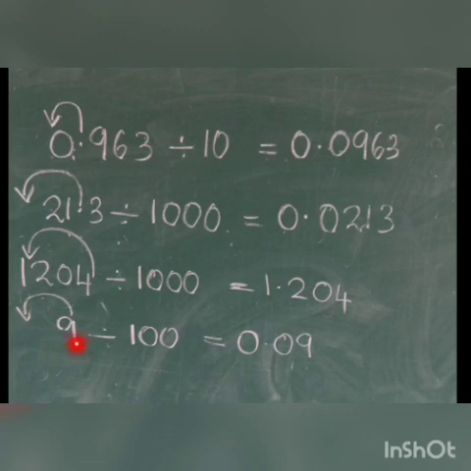Next, 9 divided by 100. Here also the decimal point is not given. So imagine that the decimal point is over here. How many zeros are there in 100? 2 zeros. But here we have only 1 position. So in order to make 2 positions, add 1 zero here. So what is the answer? 0.09. So when dividing by 10, 100 and 1000, the decimal point shifts to the left depending upon the number of zeros in 10, 100 and 1000.